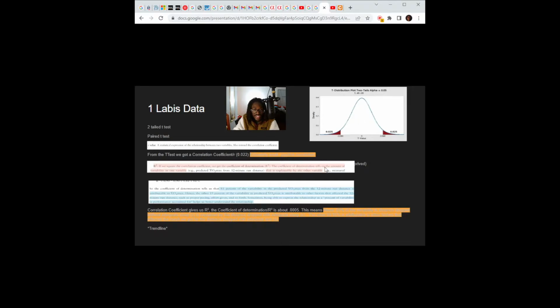The coefficient of determination tells us the amount of variability in one variable that is explained by the other variable. This sounds confusing at first, but think of a chart that has an X and a Y. Basically, what we did is we defined an X and a Y.